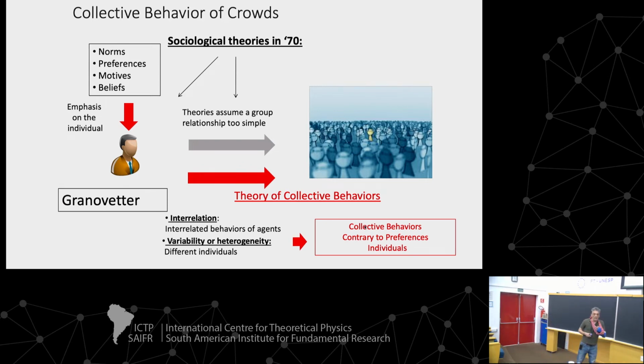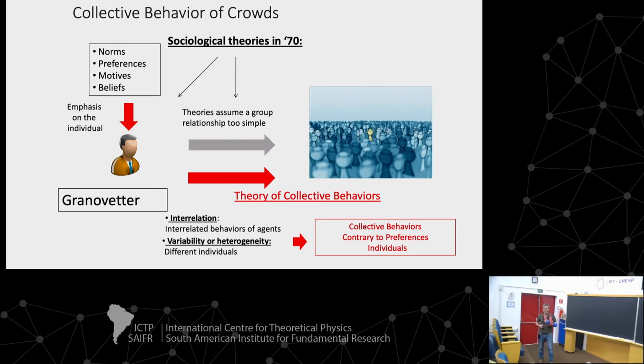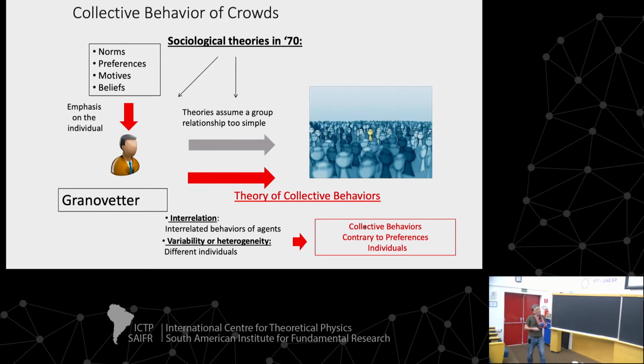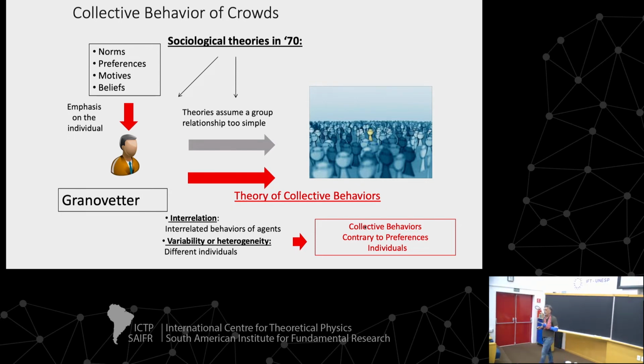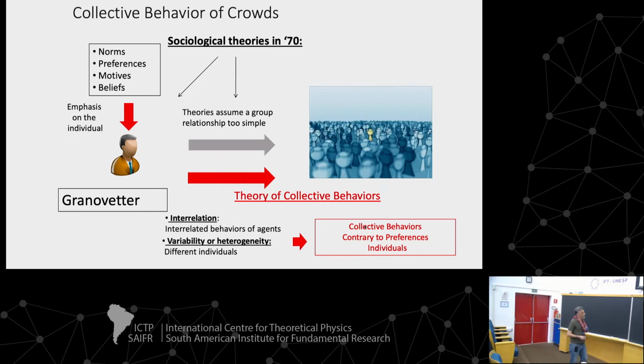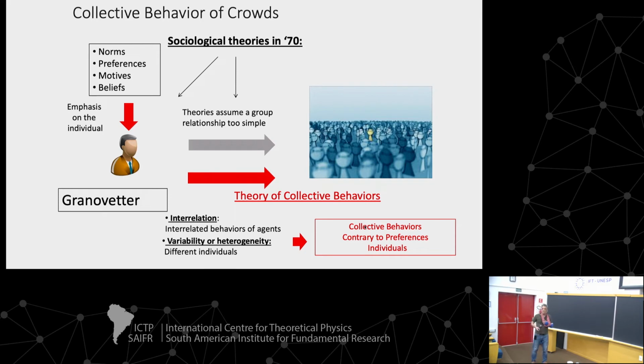What the approach of Mark Granovetter did was focus on the interaction between agents: the collective behavior of the group of people was driven by two basic features, interrelation or interaction among people, and variability among individuals. And this is going to drive the system to collective behavior that is not aligned with the preferences of the individuals.